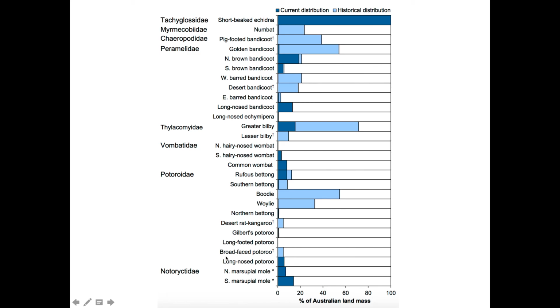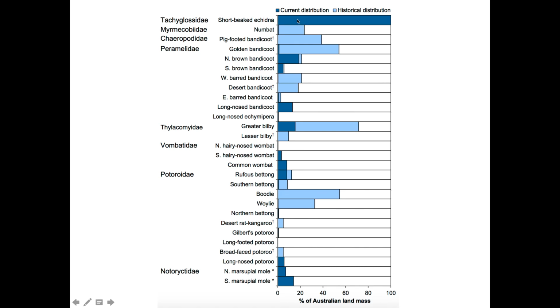Like I said, a lot of these animals, these mammals that do digging for foraging or for nesting, have become threatened or even extinct because of what Europeans have done to the environment the last 200 years or so. So this blue colour shows the percentage of the land mass that they have occurred on historically, in the light blue, versus their current distribution.